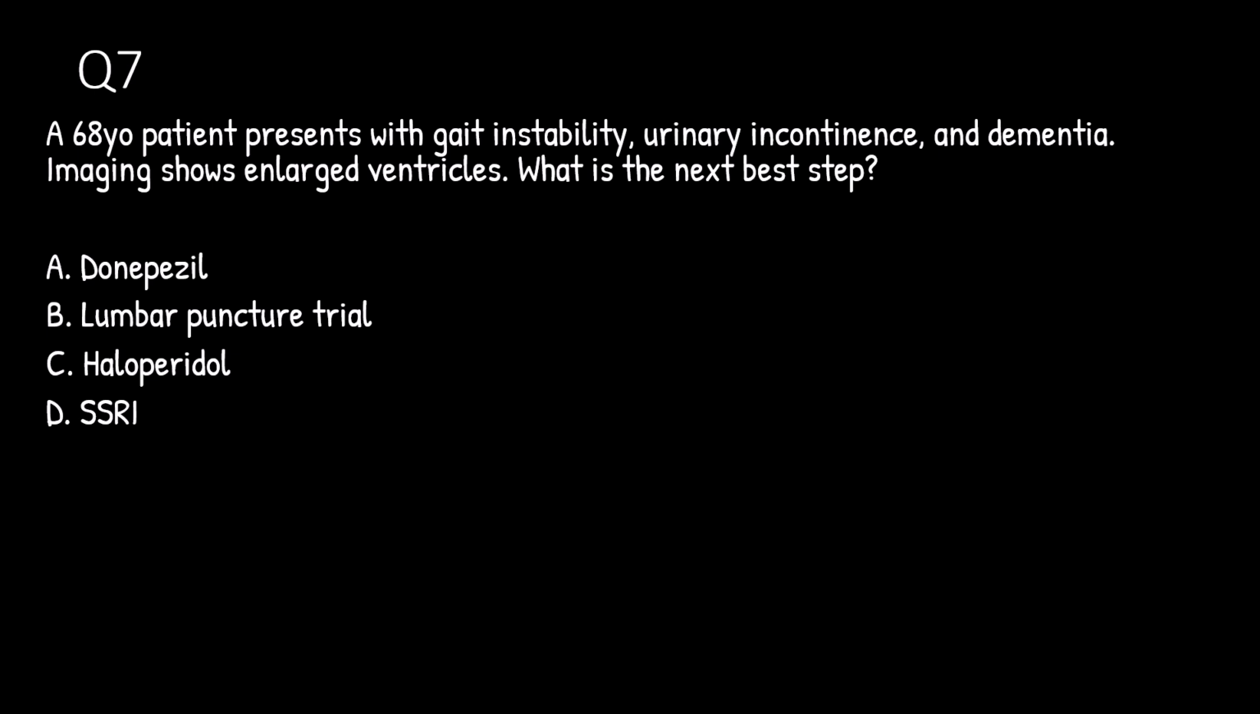Question 7. A 68-year-old patient presents with gait instability, urinary incontinence, and dementia. Imaging shows enlarged ventricles. What is the next best step? A. Start them on donepezil. B. Perform a lumbar puncture trial. C. Give them Haldol. Or D. Start an SSRI.